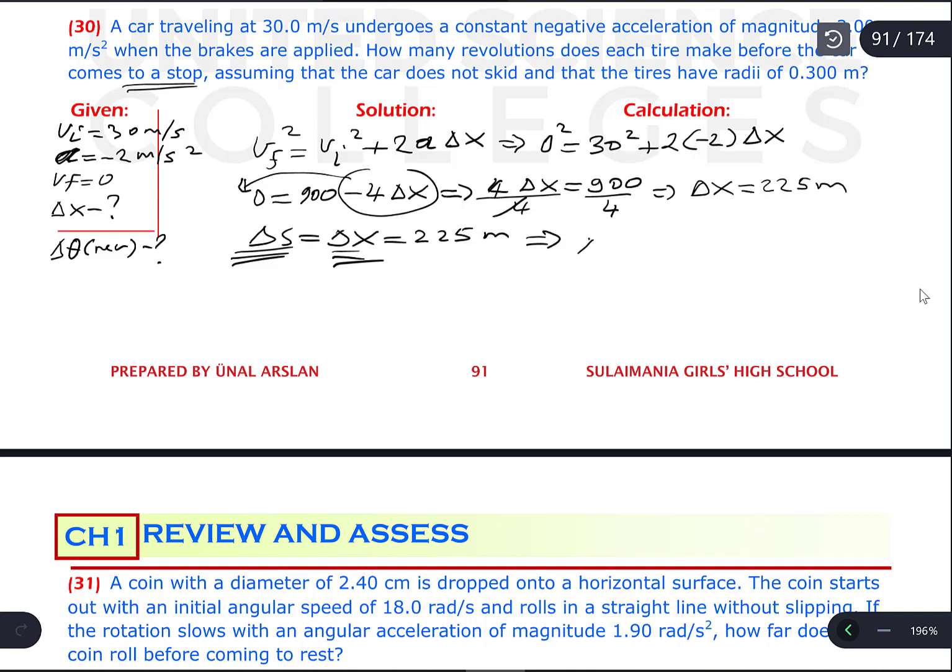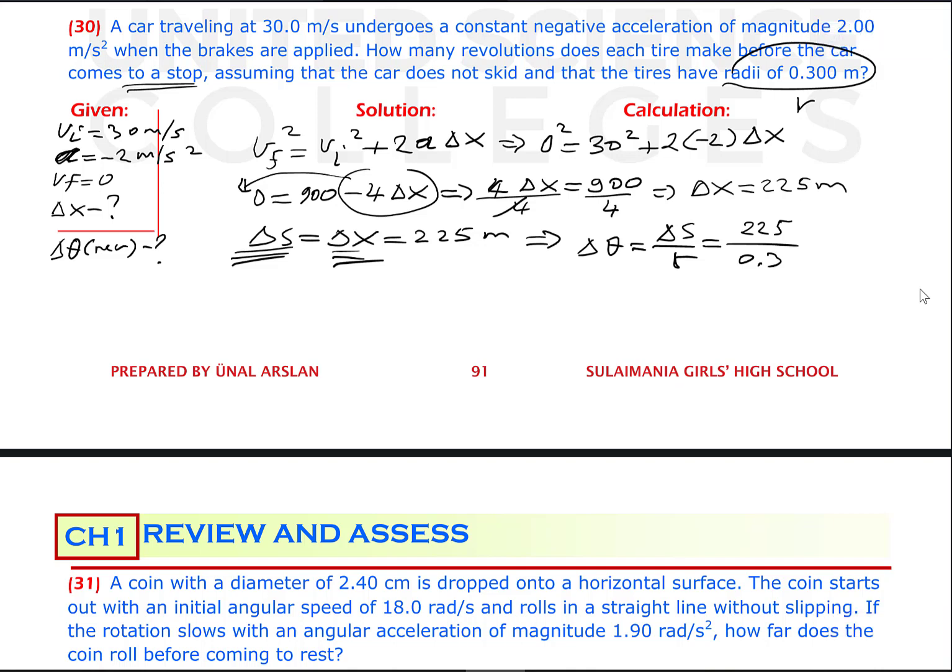We know that delta theta is equal to delta S over R, which we learned in section 1. So delta S is 225. R, the radius of each tire, is given as 0.3. So 225 divided by 0.3 is 750 radian. Each tire rolls an angular displacement which is equal to 750 radian.